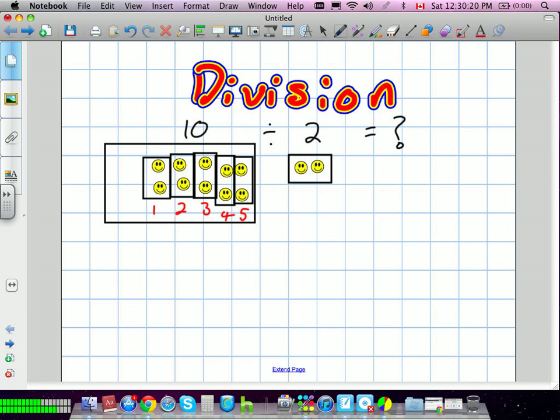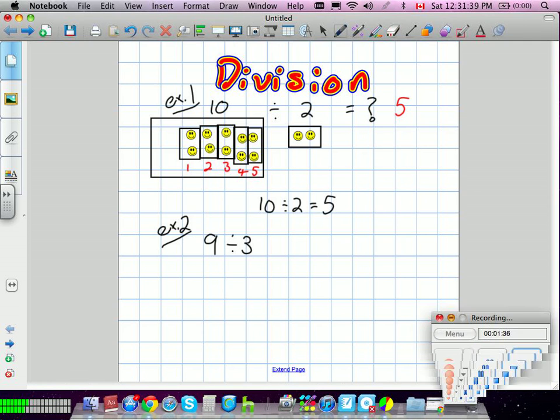Yep. 5. Very good. So we were able to make 5 groups when we divide 10 divided by 2. So it's just the number 5. So, are we ready to write our answer? 10 divided by 2 equals 5, because 5 is the number of groups we got in the question.